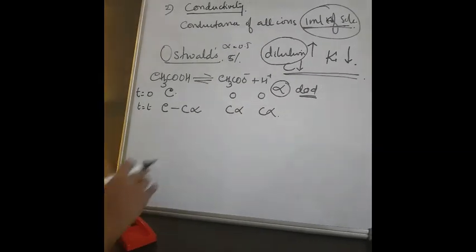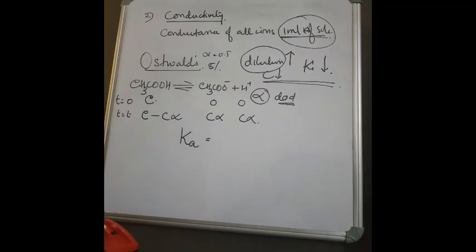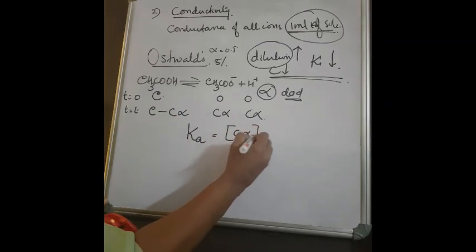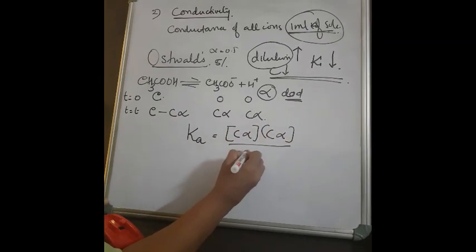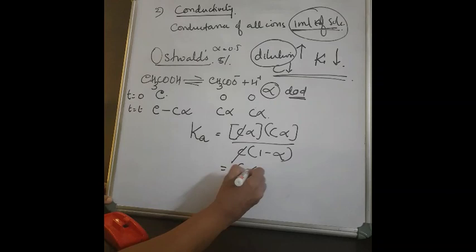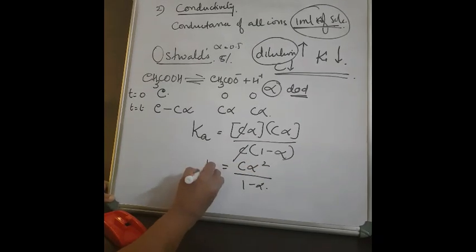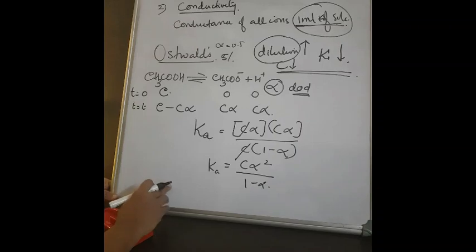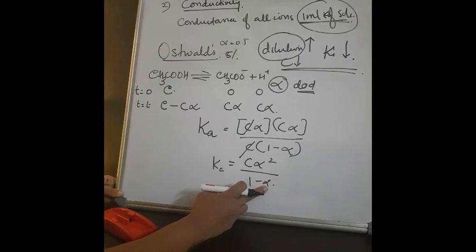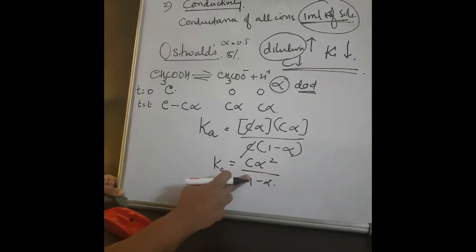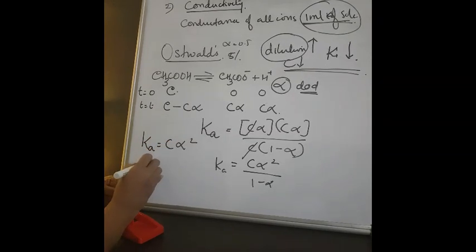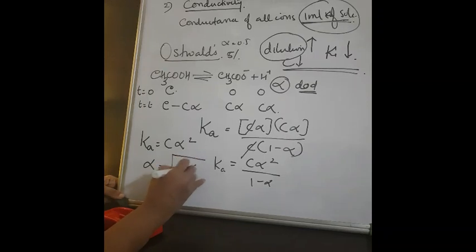Now from this, how do you calculate the dissociation constant Ka? That is the concentration of the products over the concentration of the reactant. That is C alpha into C alpha by C into 1 minus alpha. Correct? Now you cancel this out, you will get C alpha square by 1 minus alpha. That is Ka, the dissociation constant. Now, since alpha is very, very small for a weak electrolyte, we can neglect this denominator and we can write Ka is equal to C alpha square, and alpha is equal to root of Ka by C.